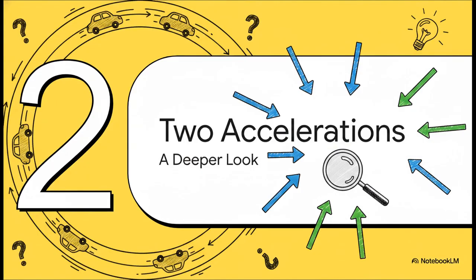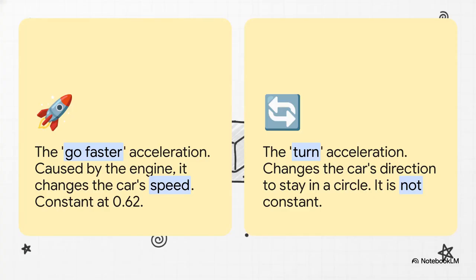Okay, here is probably the biggest pitfall for a problem like this. It's so easy to think of acceleration as just one thing, one number. But to get this right, you have to understand that the car is actually experiencing two completely different types of acceleration happening at the exact same time. Let's break them down. On the left, you've got tangential acceleration, WT. You can just think of this as the go-faster acceleration. It's all about changing the car's speed. In our problem, it's caused by the engine, and it's a constant 0.62.